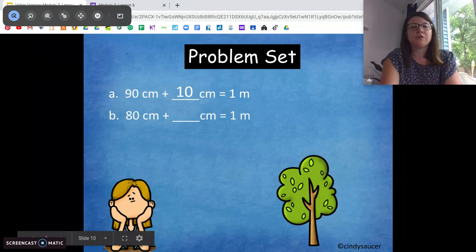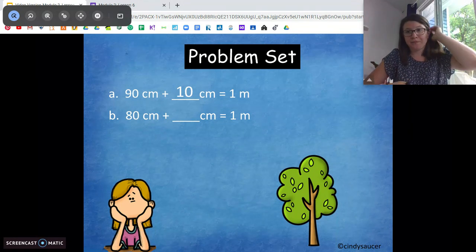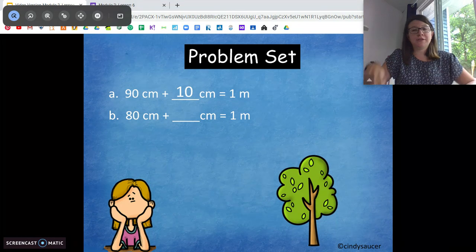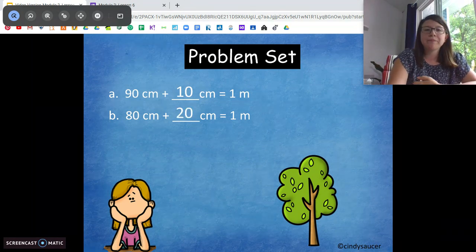Try this one. How many more centimeters do we need to get from 80 centimeters to 1 meter? 80 centimeters to 100 centimeters, or 80 centimeters to 1 meter. How many more centimeters do we need? Use your 10 stacks. Good. 20. Good. Let's do one more.